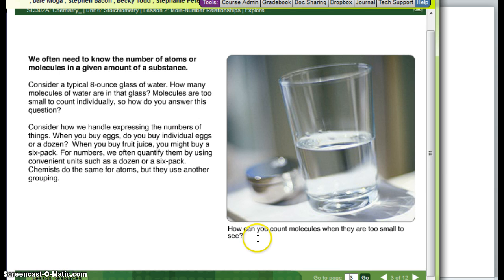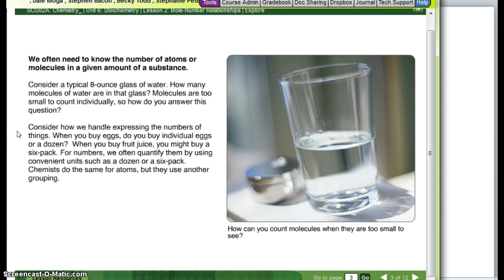How can you count molecules when they are too small to be seen? It says we often need to know the number of atoms or molecules in a given amount of a substance. Consider a typical 8-ounce glass of water. How many molecules of water are in that glass? Molecules are too small to count individually, so how do you answer this question?